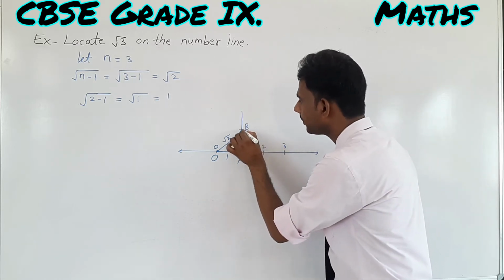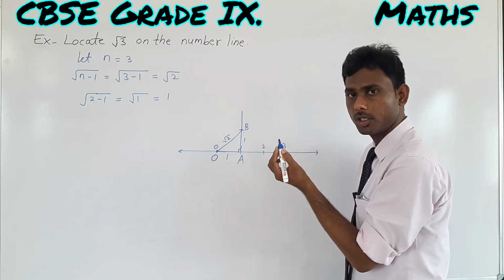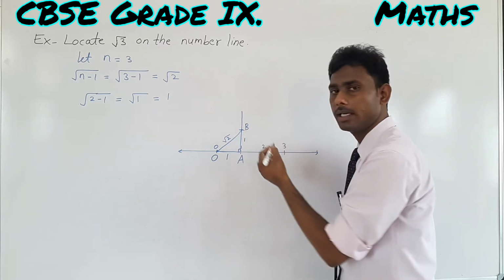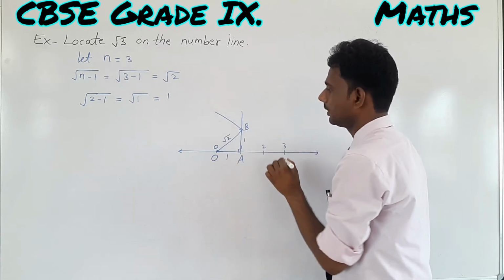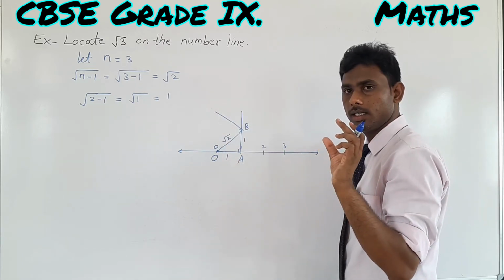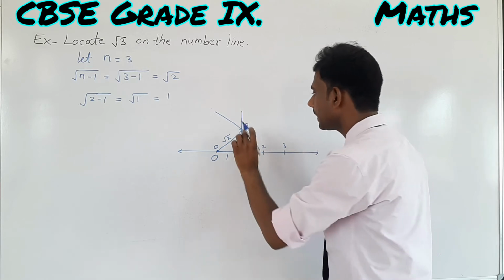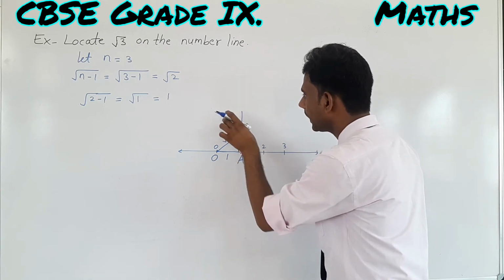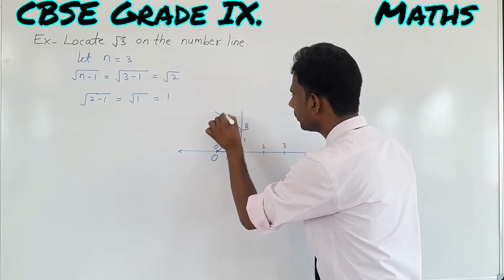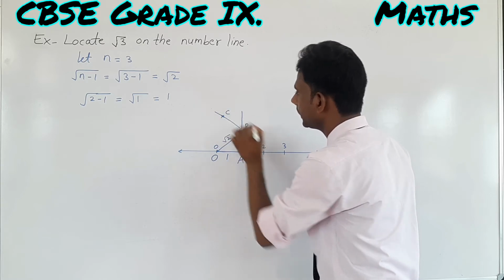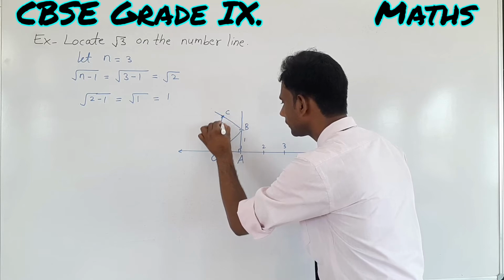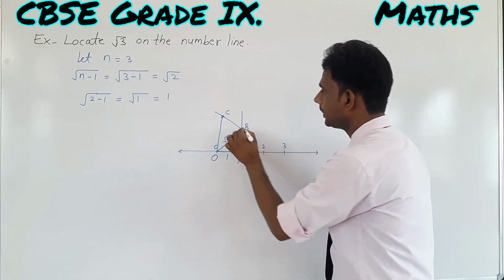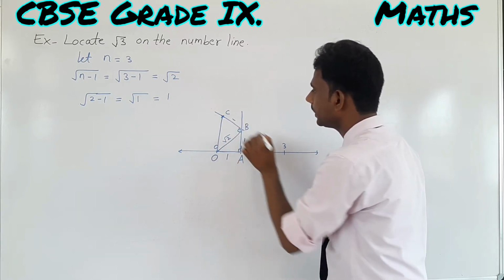Again, at point B, with the help of a protractor, you draw the perpendicular line. And taking 1 unit distance in the compass, at point B, you cut an arc here. Suppose this point is C. Now join OC. This is the right angle triangle. This is 1 unit distance.